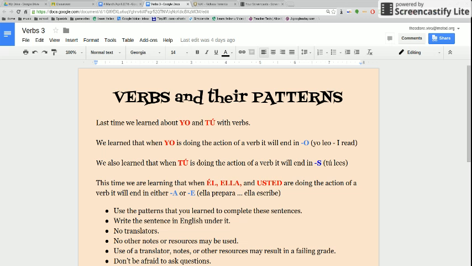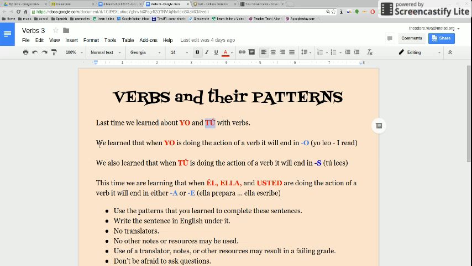Today we are going to continue learning about verbs, specifically the ones that come from list 10, and the patterns that help you to use them. Now, last time we learned about yo and tú with verbs. Yo meaning I, and tú meaning you.